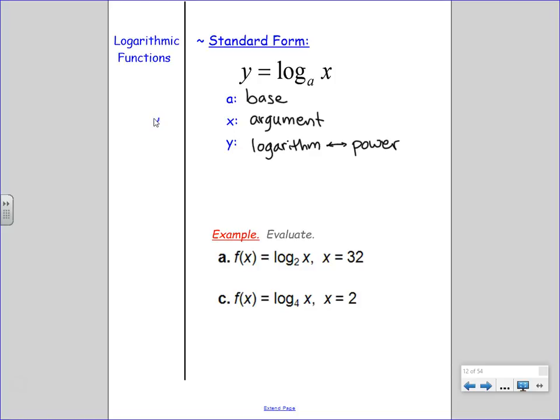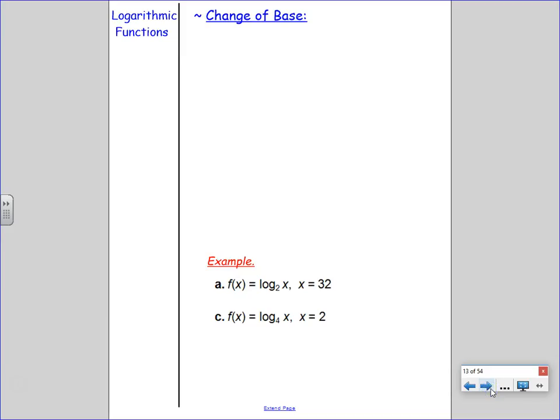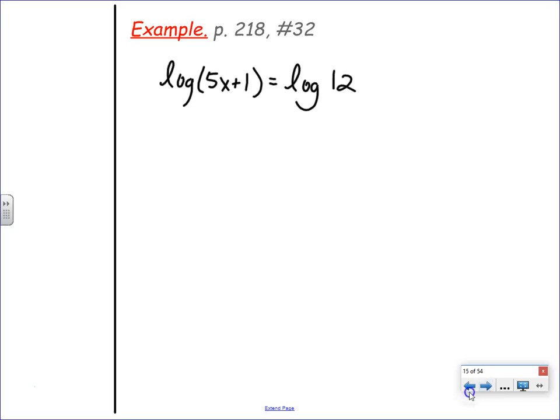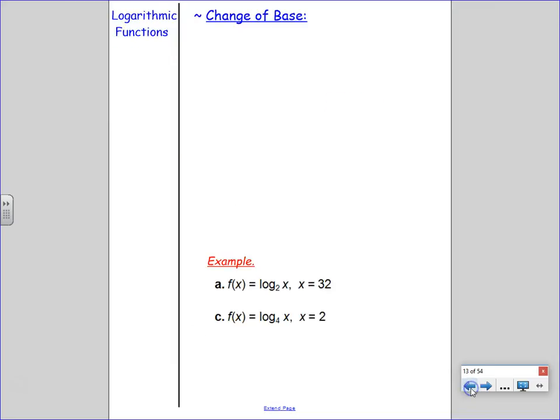Let me just for 1 second take a peek at where I'm going. Okay, let's come back. Go forward in your notes.